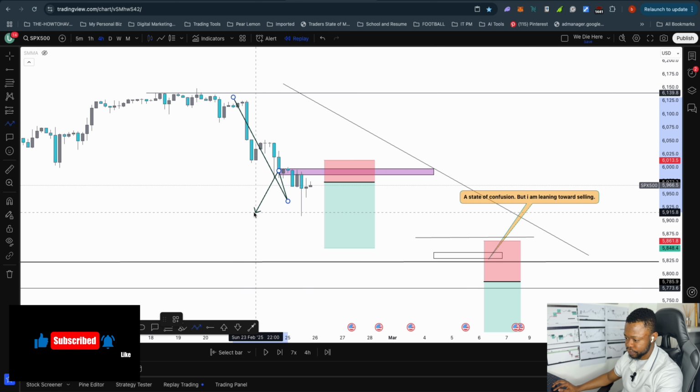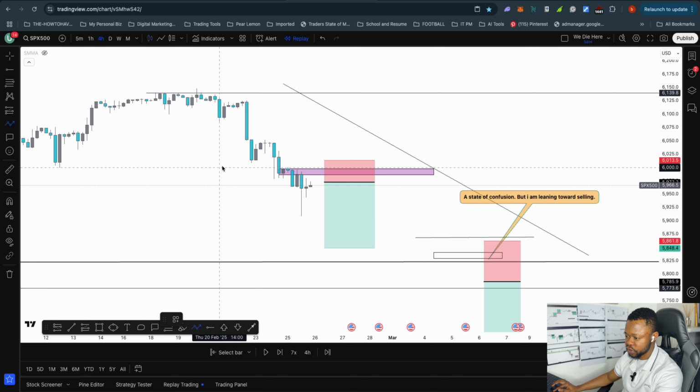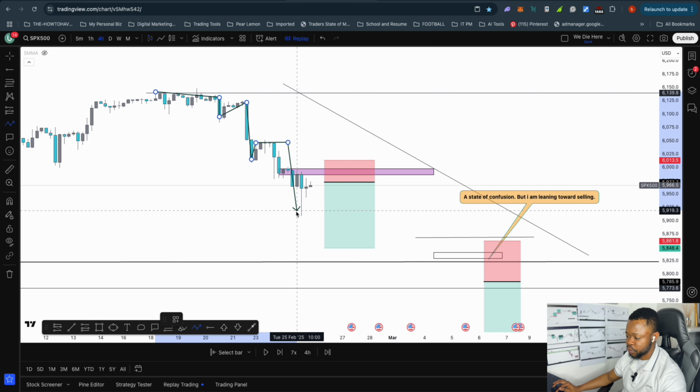Hold on. First off, we have multiple consolidations here. Price broke below this low, then we came back up. We had more sellers continue to sell, creating a downtrend. So now we have another lower high here. Then price came back down, now creating another one here.